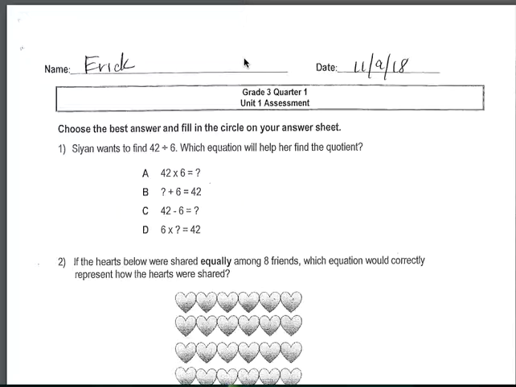Now I will read the directions so that we can get through our Unit 3, Quarter 1, Unit 1 assessment. Number 1, Sylvan wants to find 42 divided by 6. Which equation will help her find the quotient?